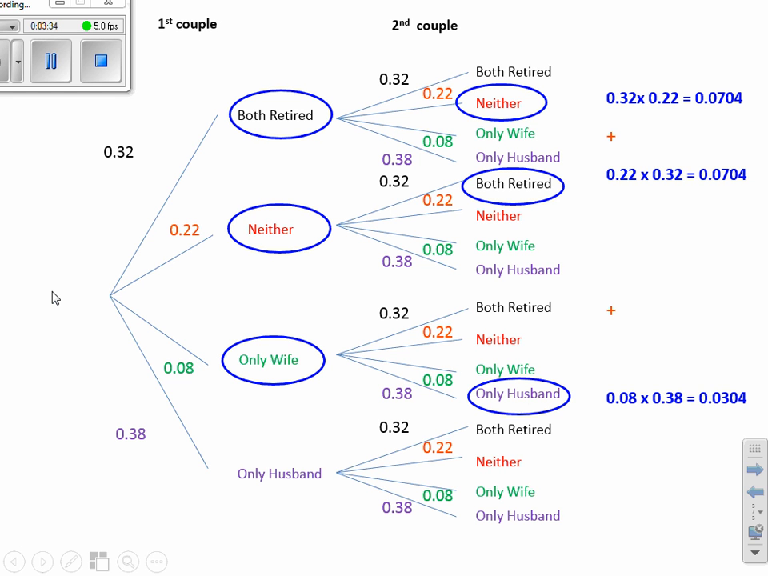And again, the last one, if only the husband is retired from the first couple, then in order to satisfy the condition, we want only the wife. Okay? So it's only husband and only wife, we multiply. So then finally we add all the probabilities. But you can see that the first two are exactly the same. Both retired followed by neither is the same as neither followed by both. And only wife followed by only husband will work out to be the same probability as only husband followed by only wife. Okay, you can see that.